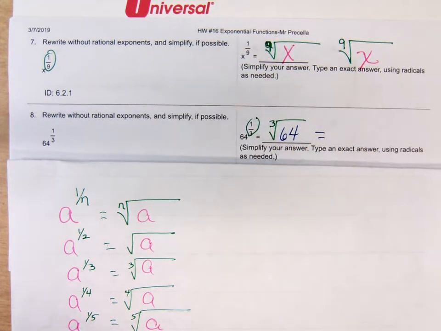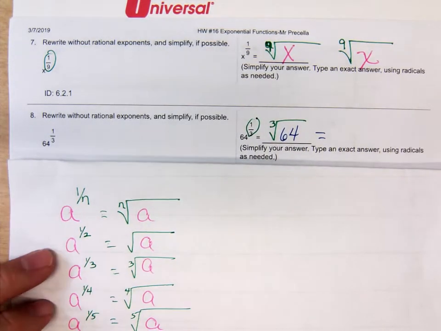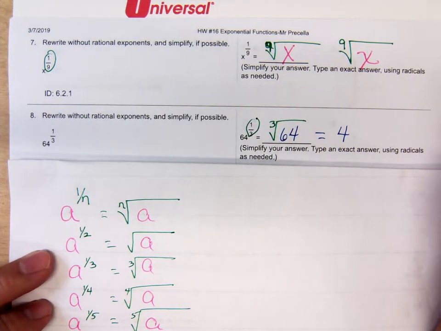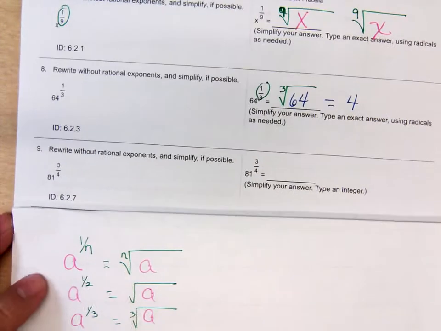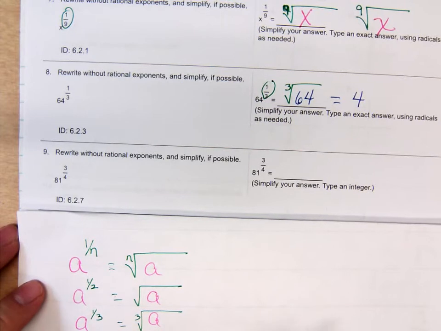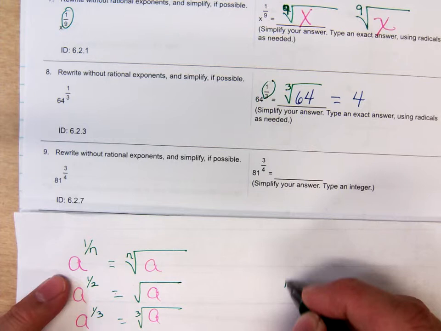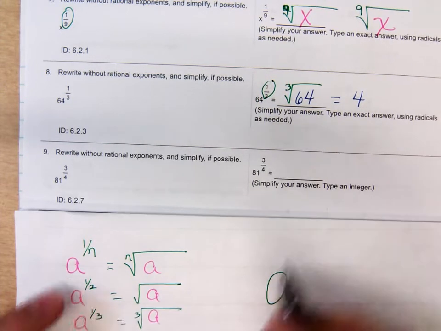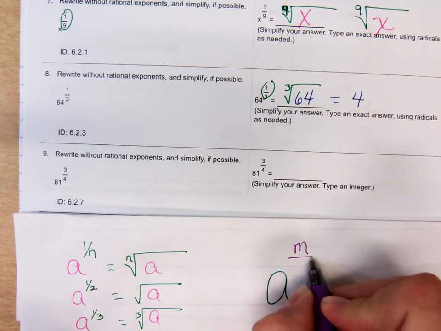And if you think about that a little bit, what number could you cube to get a 64? Well, a 4. 4 times 4 times 4 is 64. Okay, what if that top number isn't a 1? Well, if the top number isn't a 1, if you had something like this, a to the m over n power.